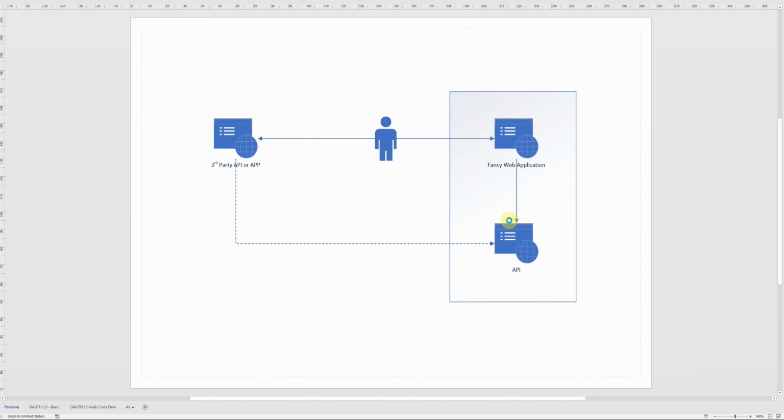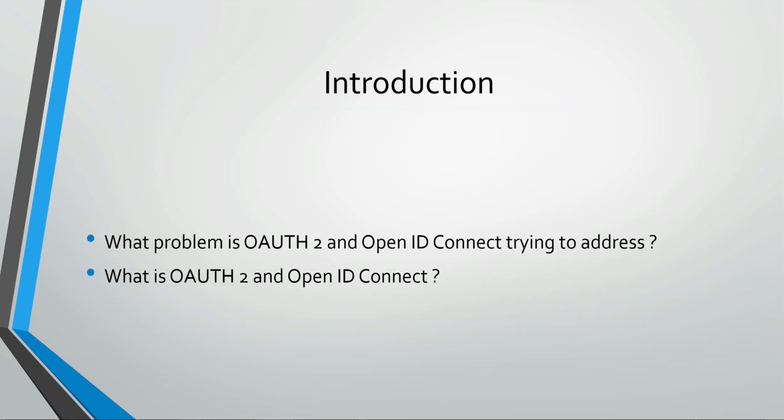What it tries to address is a common, standardized way to solve a problem between two systems that want to share data, especially web-based systems like a web application, an API, or a RESTful service, things like that. Right, so we saw the problem that OAuth 2 and OpenID Connect is trying to address. So what really is OAuth and OpenID Connect?